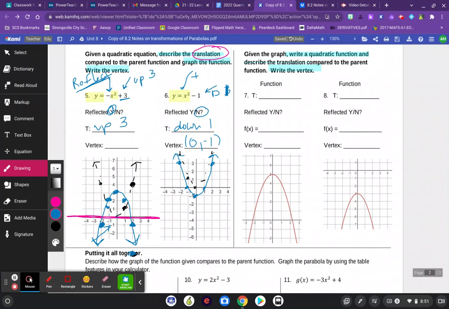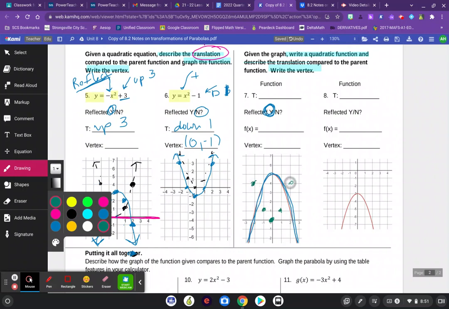Let's see. It looks to me like this particular parabola has been reflected due to the nature that it is now upside down. So yes, there's been a reflection. And it looks to me like the vertex, which is typically at 0, 0, right? -1, 1, 2, 4, just getting these other parent function points in here. And so it looks like I have been shifted up 1, 2, 3, 4, 5. So I have this translation of up 5.